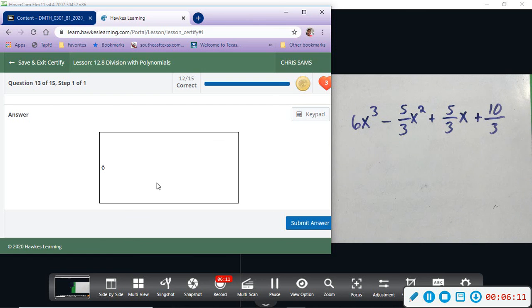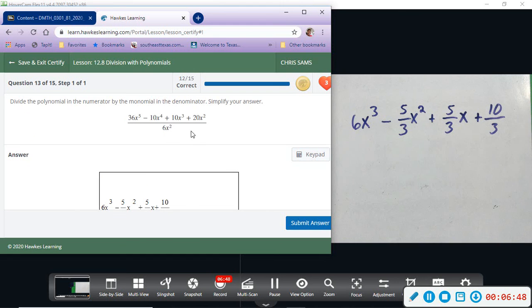I'm going to have 6x to the third minus 5 over 3 x squared plus 5 over 3 x, and then plus 10 over 3. Go back. Looks good, okay?